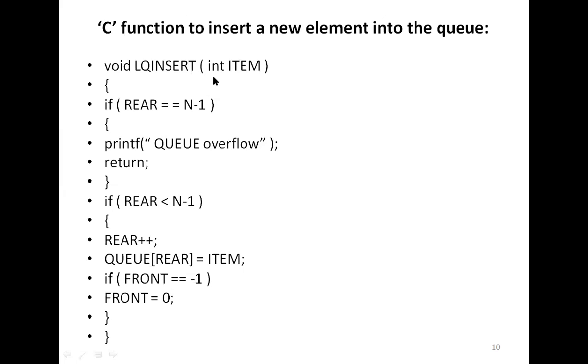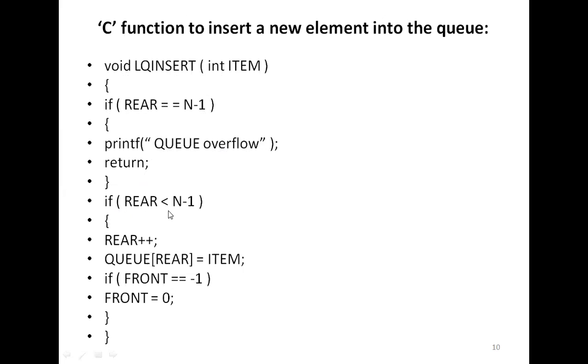So void LQ insert for linear queue. LQ insert with an int item, and here we are checking the overflow condition. If rear equals n-1, then print the message printf queue overflow, then return. Return means we will exit from the function.